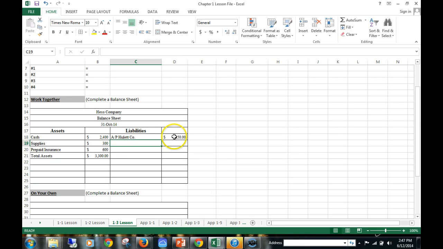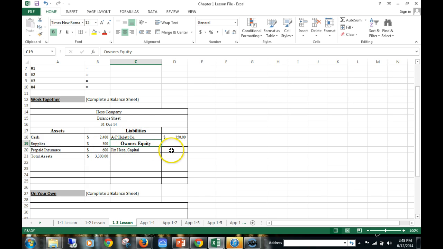And then we have owner's equity. That's our only liability account right now. And we're going to put Jim Hess Capital. That's the name of his equity account. However, again, we want this title to look like this. So again, select this, Format Painter, come down to Owner's Equity, and it looks like that. The amount that we owe them, or actually our capital currently is $3,050.